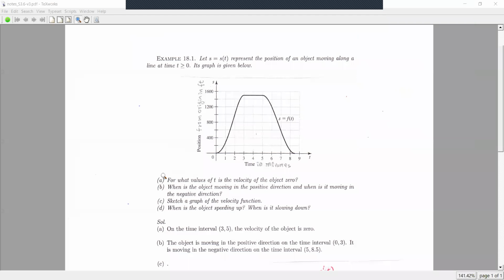A second solution to part A is: between 3 and 5, draw tangent lines. By fact number 3, the slope of a tangent line is an instantaneous velocity. Between 3 and 5, all the tangent lines are horizontal. Therefore, between 3 and 5, velocities are all zeros.